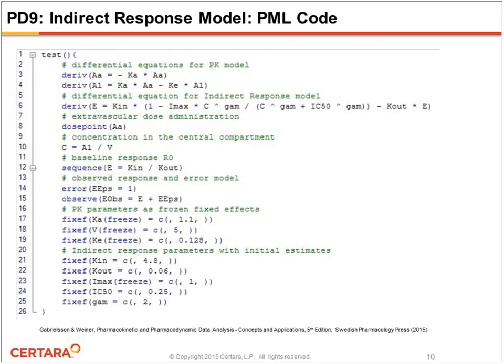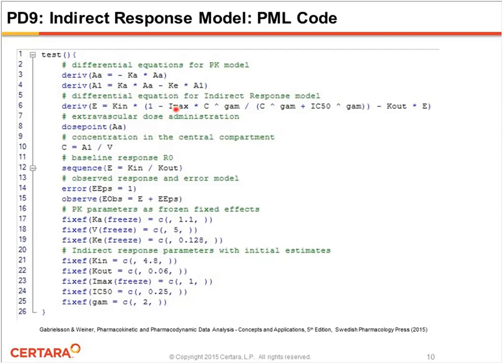Okay. And then lastly, the PML code. This is an annotated version of the model that we will provide in the forum after the session is complete. So the first section here, these are the differential equations for the PK model, and these are expressed as amounts. So the amount in the absorption compartment equals minus Ka times AA. And then for the central compartment, the amount in the central compartment A1 equals Ka times AA minus Ke times A1.